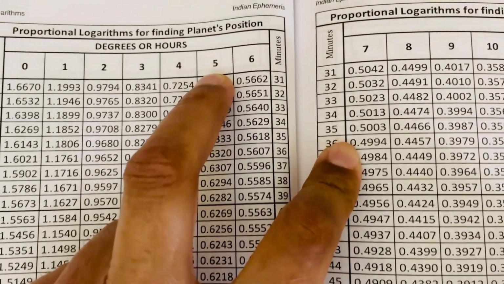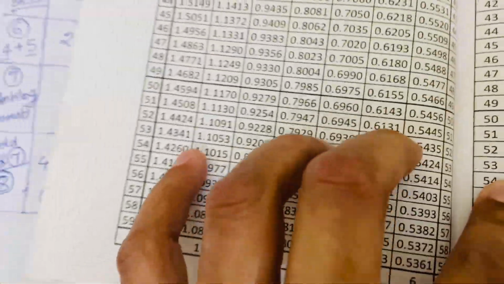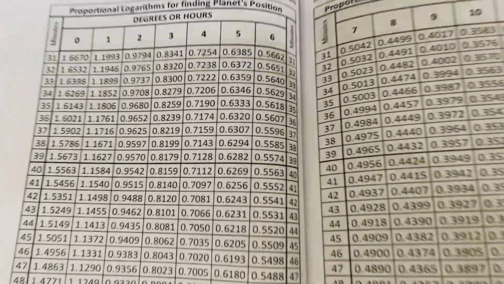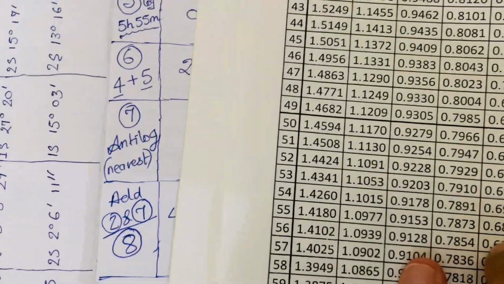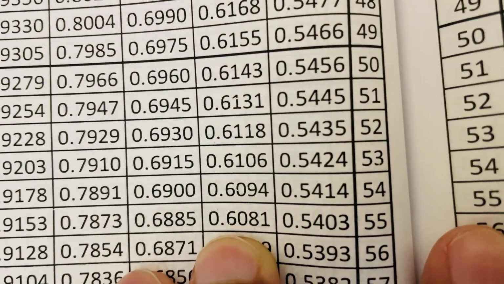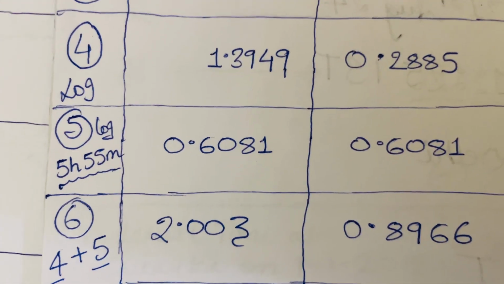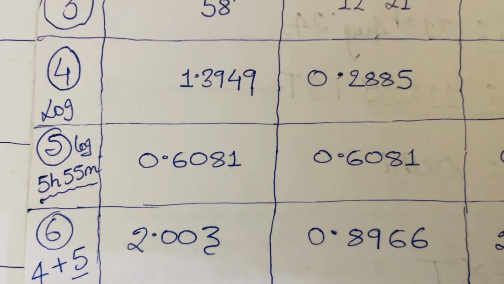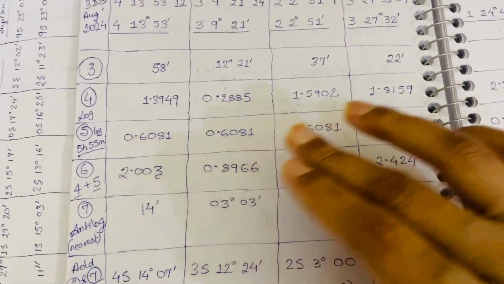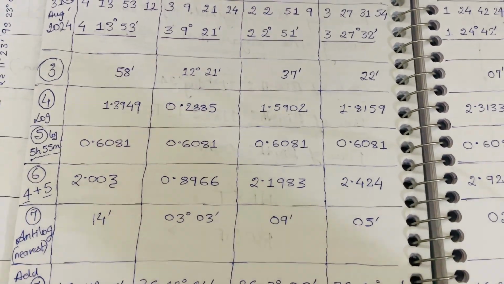So here I'm using the word hours instead of degrees. So 5 hours 55 minutes, it is this value, 0.6081. So this is what I have written, 0.6081, and it's the same like this. For every planet, for all the 8 planets, the value will be the same.